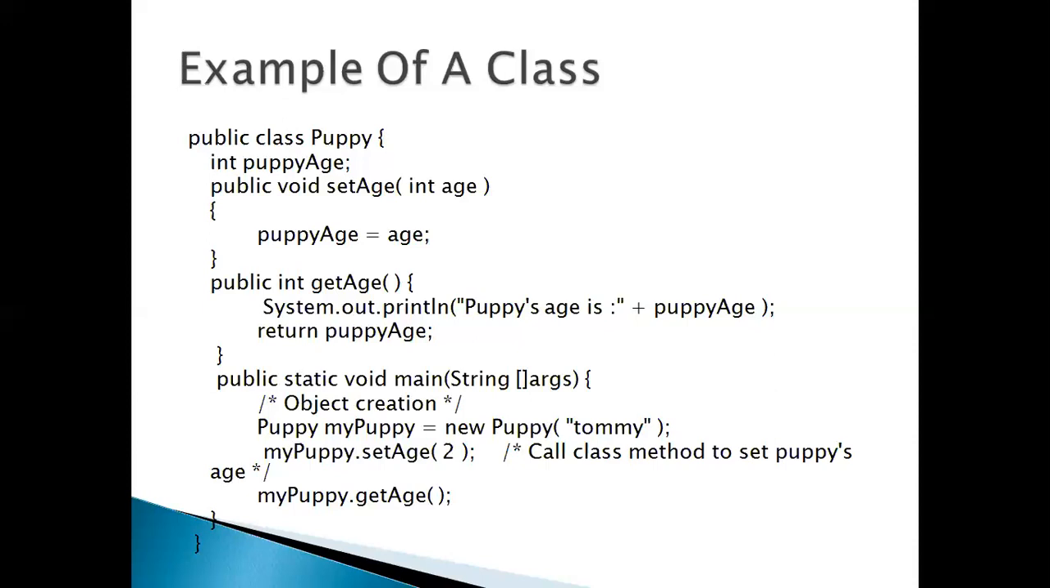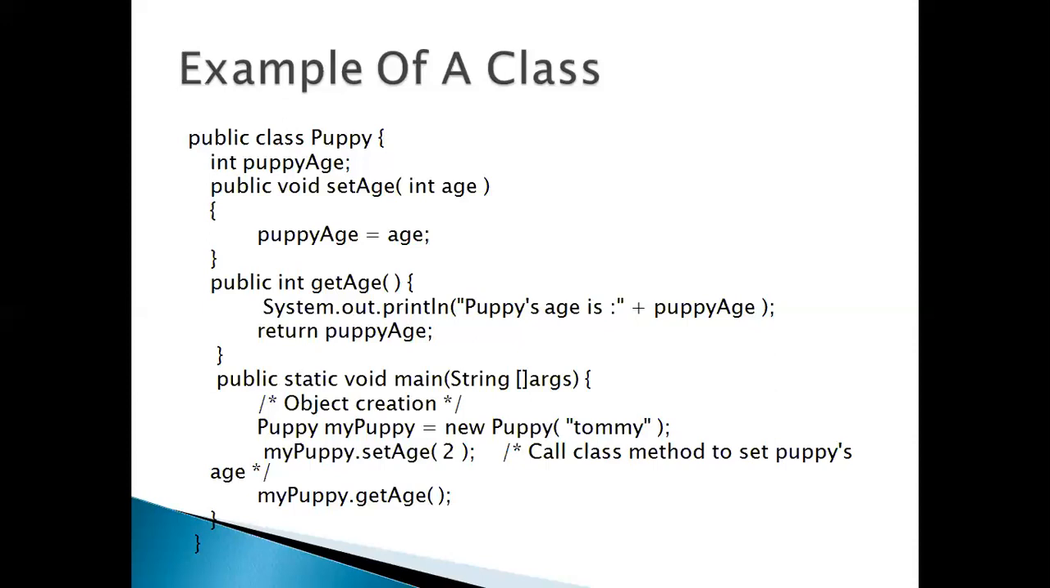Now public int getAge. This is the second method of the class. The return type is int and the name of the method is getAge. Here we don't have any parameters. So it prints System.out.println. So this method prints the puppyAge. It also returns the puppyAge.